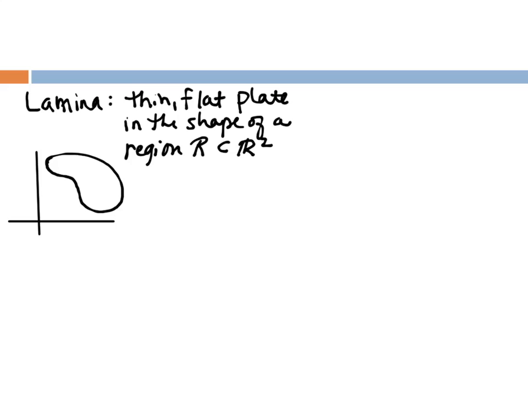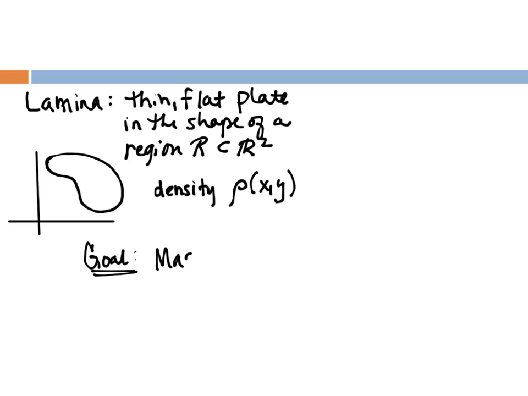What our question is about this, maybe I'll write that down actually too. The density is going to be rho of xy. How dense it is at any particular point is a function of the point location where we're at. And what we want to do, our goal, is to find the mass and the center of mass.